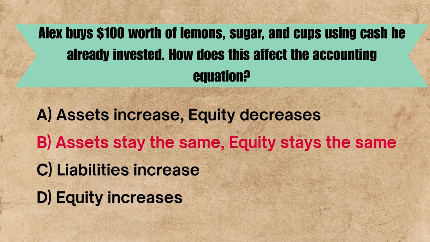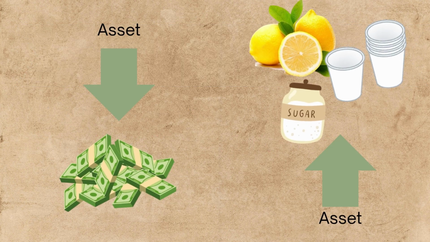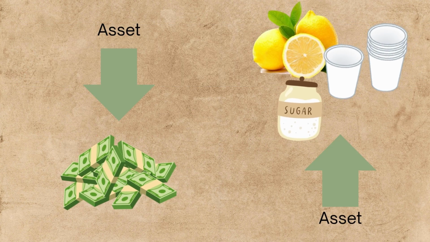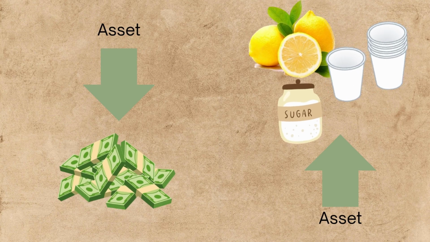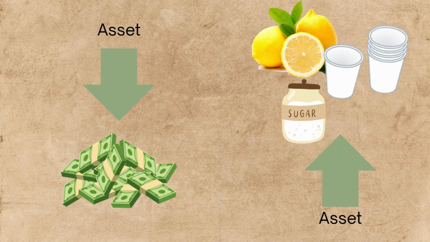The answer is B. Assets stay the same, equity stays the same. In this case, cash decreases, but inventory, another asset, increases. So total assets are unchanged. Equity is unaffected. Back to Alex.